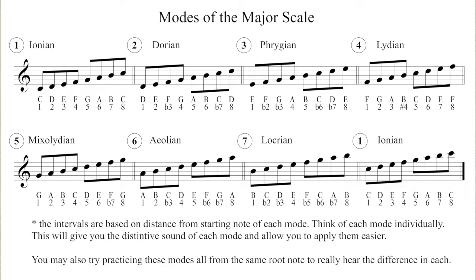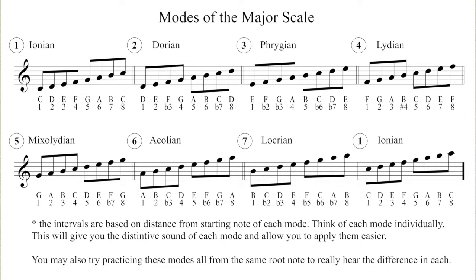The sixth mode is your Aeolian scale, and this is your natural minor scale. So I talked earlier about the relative major and minor. So C major is the same notes as A minor. This goes along with that. So again, your sixth mode is your natural minor scale, and this is going to give you a flat 3, a flat 6, and a flat 7.